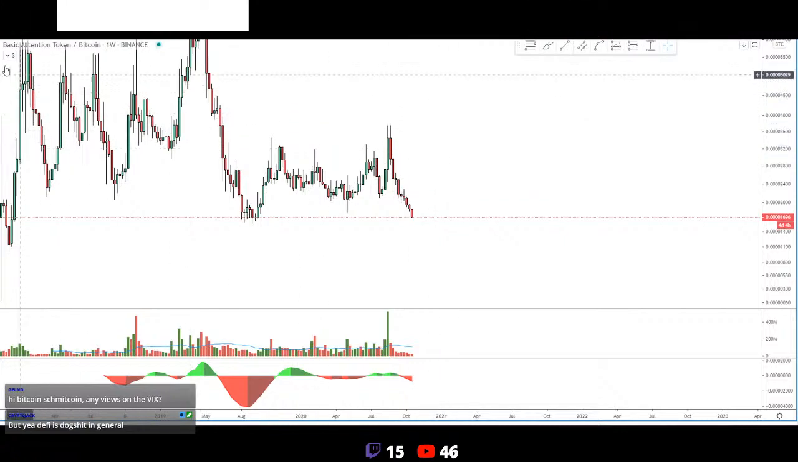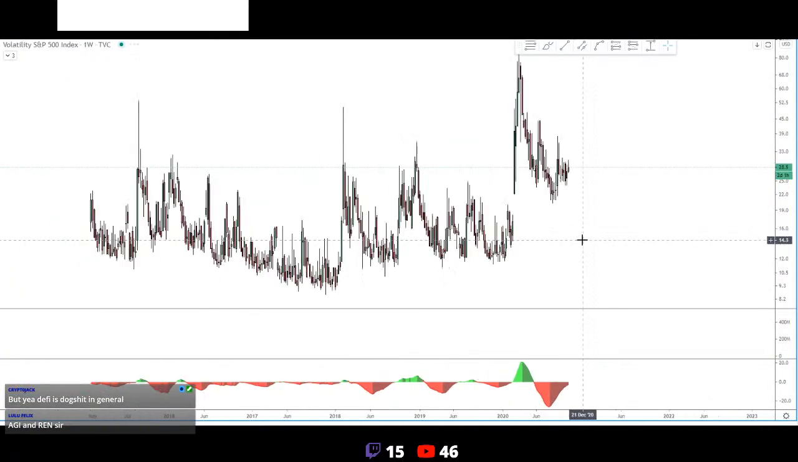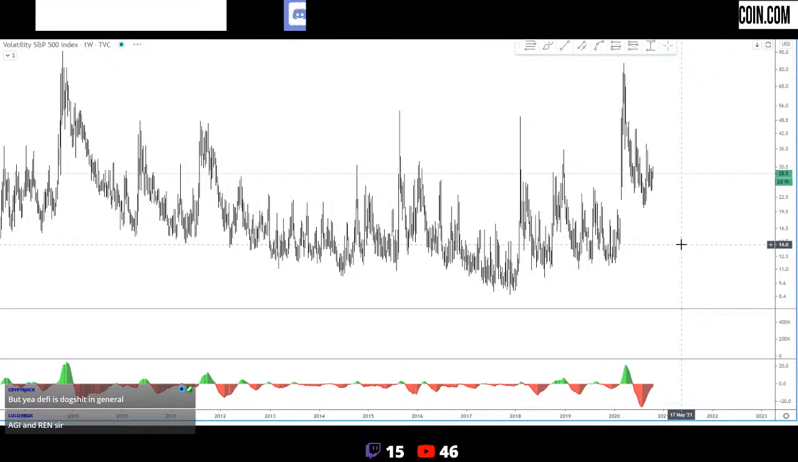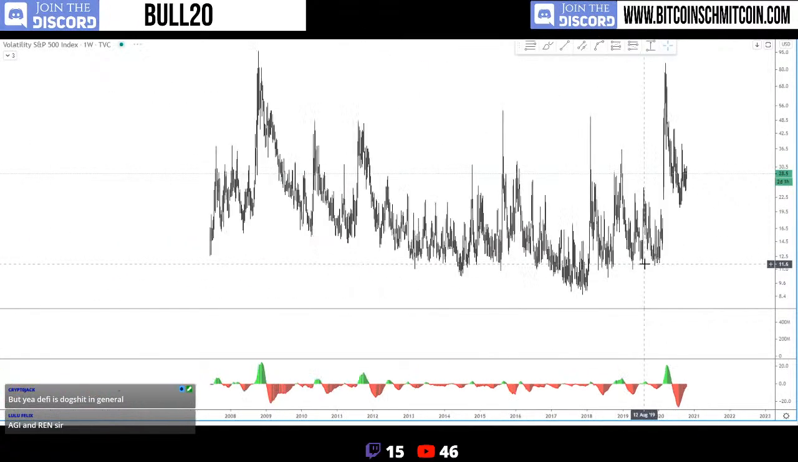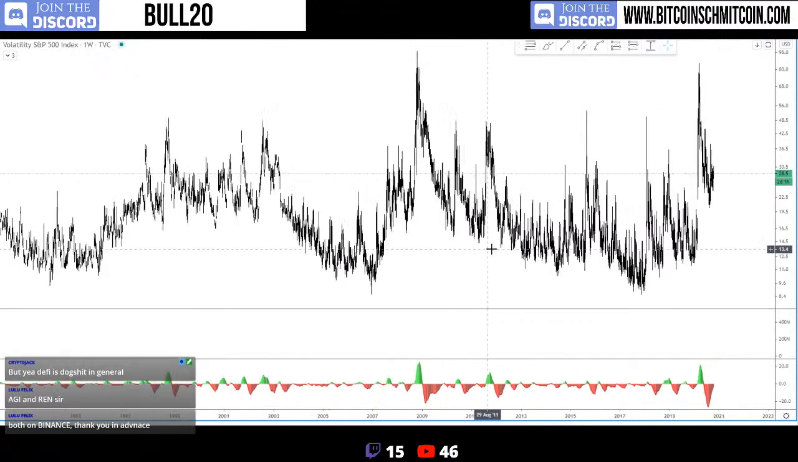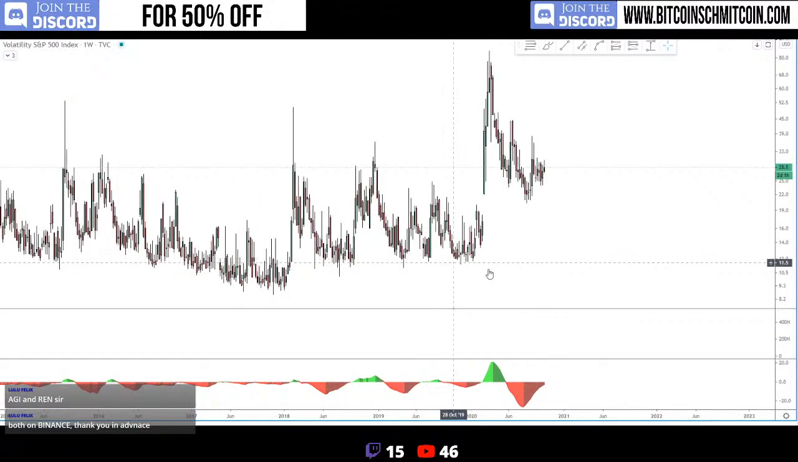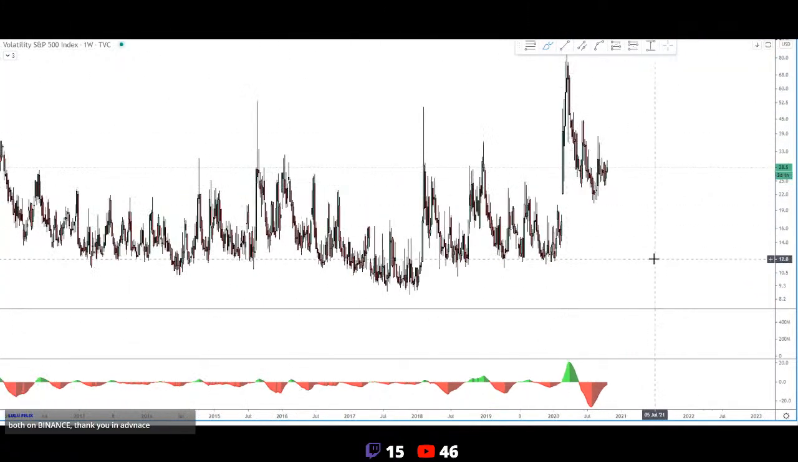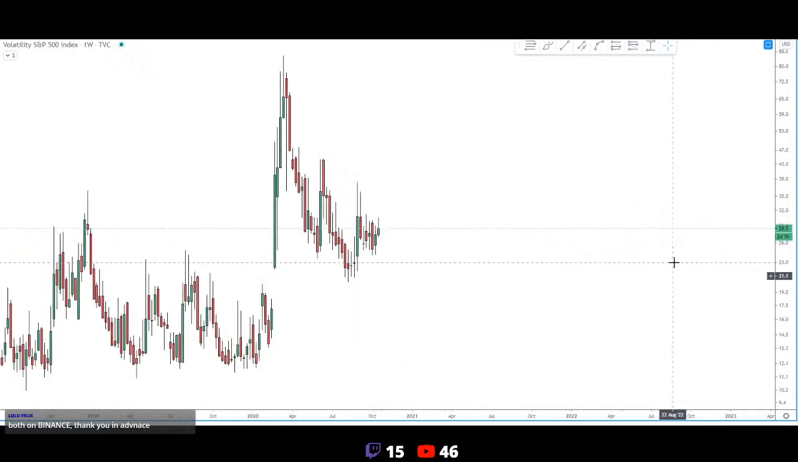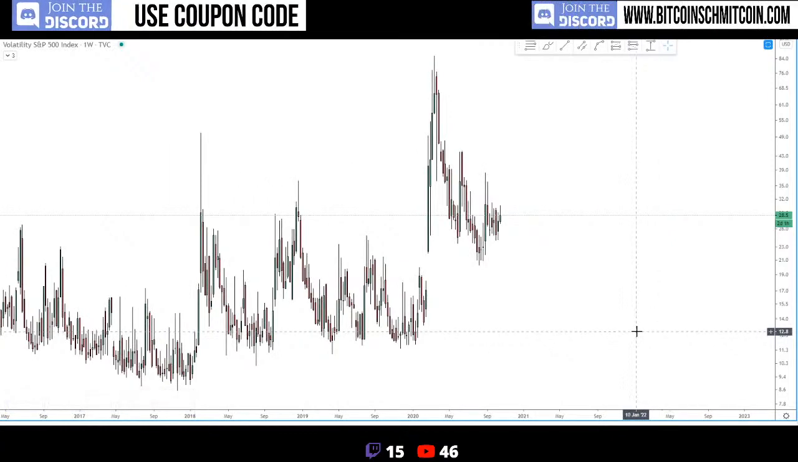Any views on the VIX? So I haven't looked at VIX in a while. To be honest with you, I'm not the best at reading the VIX. I just know that it's an oscillation. Typically, the lower it is, the more coiled the market is, the more likely it is to spring load. But that's about the most my knowledge extends. So I'm probably not the best reference for that, honestly.